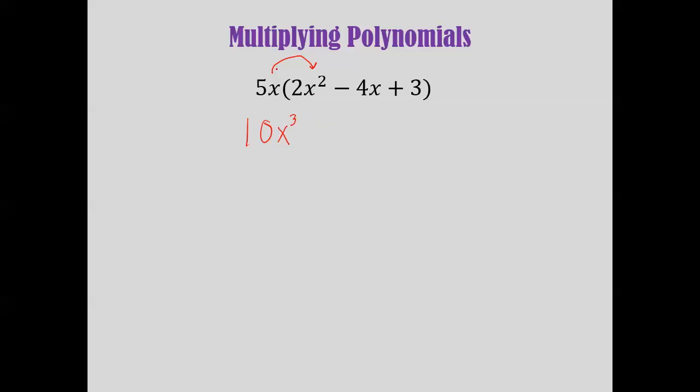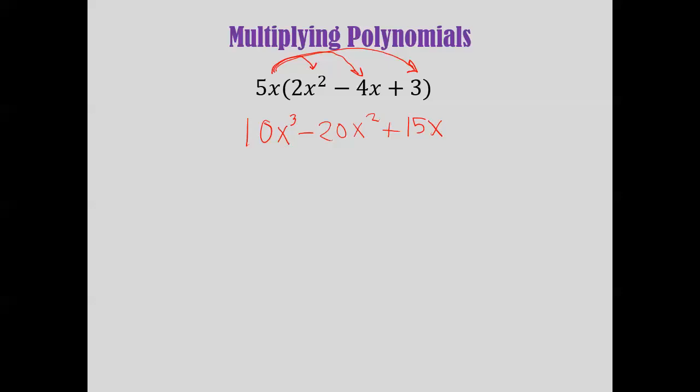Now I need to multiply 5x times the next term. 5x times negative 4x is negative 20x squared. Then I need to multiply 5x times 3. 5x times 3 is plus 15x.